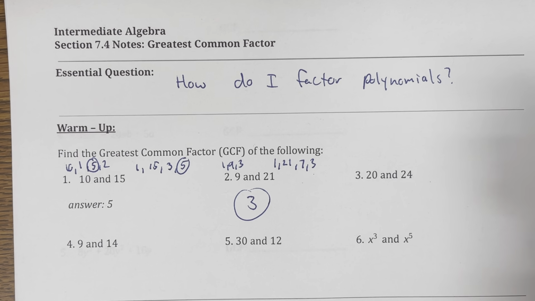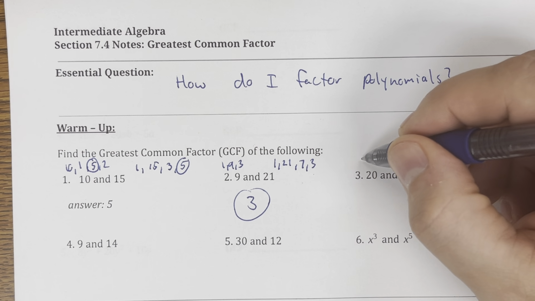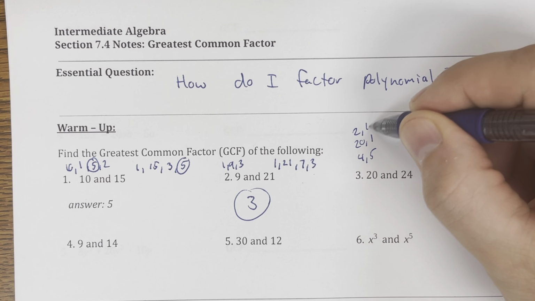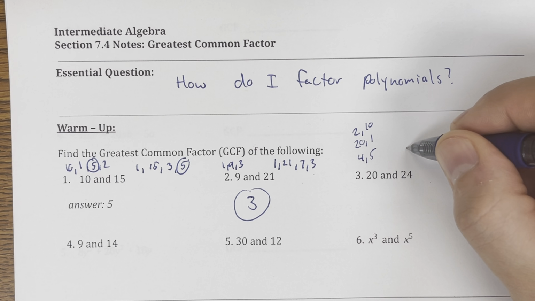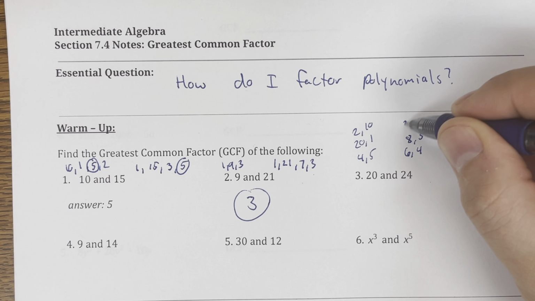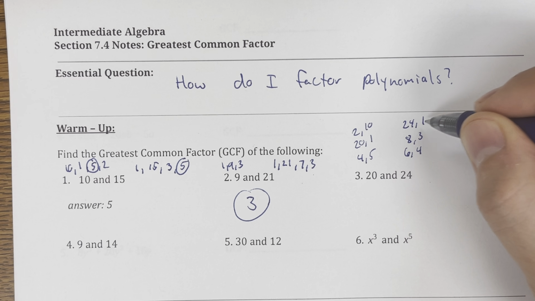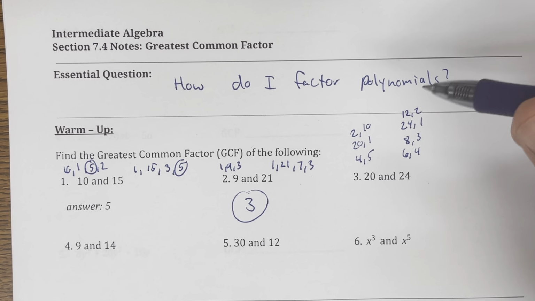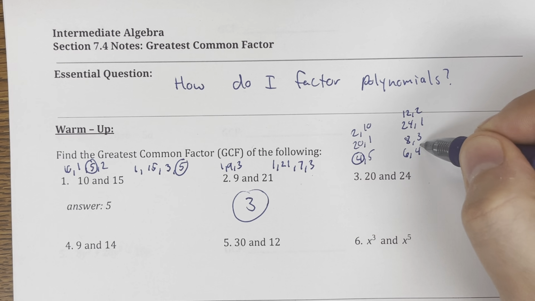Okay, now I'm going to start doing these a bit more in my head. Factors of 20. I got 4, I got 5, I got 20, I got 1, I got 2, I got 10. Factors of 24: 6, 4, 8, 3, 24, 1, and 12, and 2. So there's a lot of them there. Which one's the greatest common one? Well, it appears to be 4.